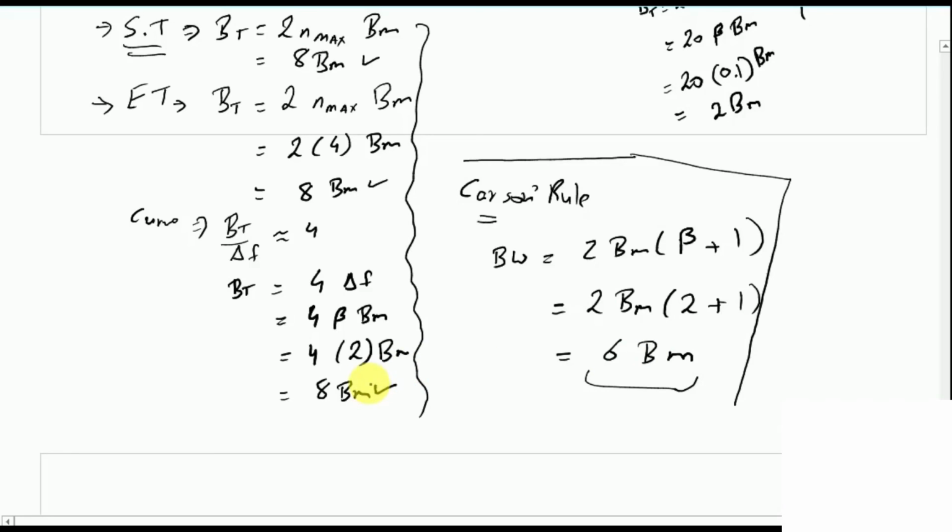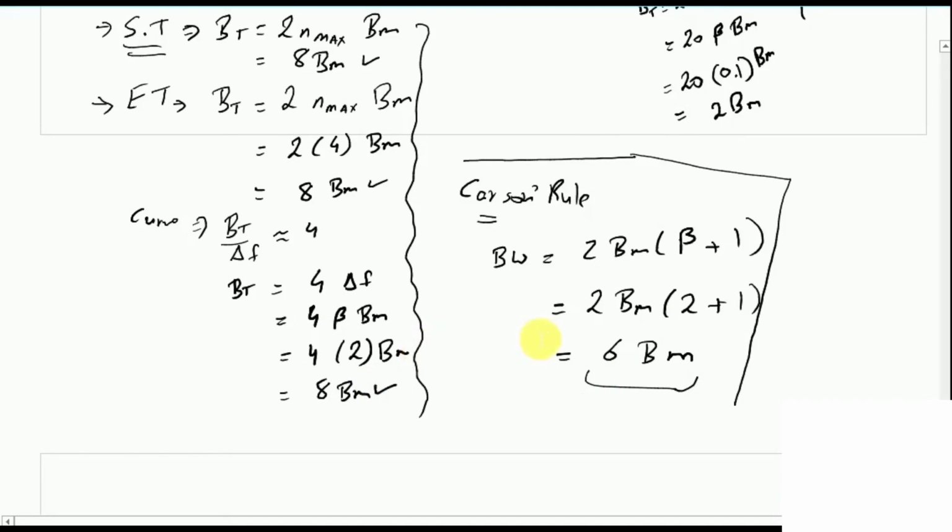So which one is correct? Actually, both are correct in a way. This is some sort of a lower bound, and this is some sort of an upper bound, and the actual bandwidth of an FM is between the Carson's rule and the result that we obtain based on the Bessel function. So the actual bandwidth is in between, so it may be around 7 bm, right?